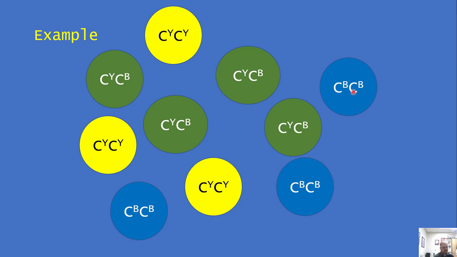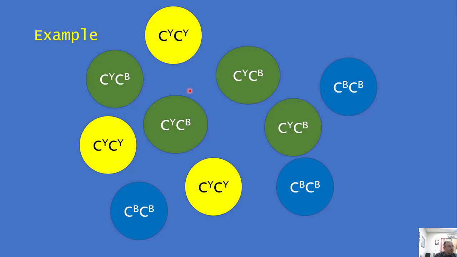Okay, now because there are 10 organisms, how many alleles are there? Well, there are 20. Why? Because each organism has 2. CB, for example. There's 2 alleles per organism. So there's 20 total alleles in this population. All right, now out of those 20 possible total alleles, how many of them are CY and how many of them are CB? That's how you determine your allele frequencies. How many are CY and how many are CB?